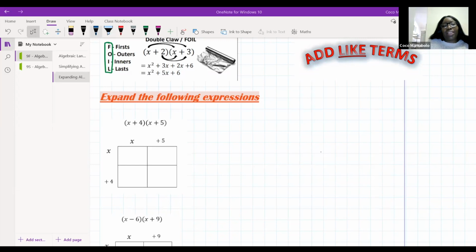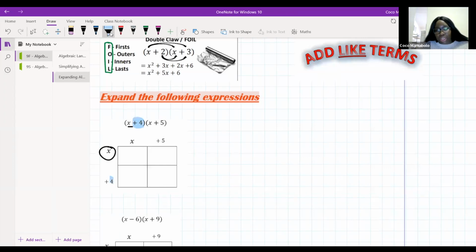So you're going to note that this is a binomial multiplied by binomial, so 2 numbers multiplied by 2 numbers. So we're going to get x plus 4 multiplied by x plus 5. Now, what we can do here on the grid method is we can draw 4 boxes, right? And we can take the first variable, x, and we're going to put it over here. Then we're going to take the second term over here with its sign. Do not leave the sign behind.